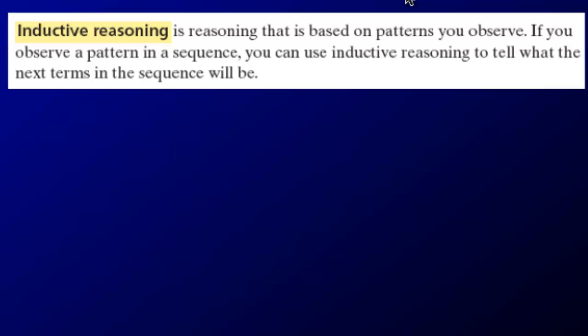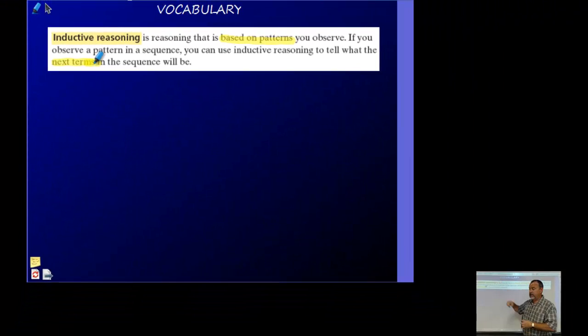Okay, so again, we want to read it and look at the key points. I'll highlight them on the board here, and then we're just going to write those in our notes because it'll be easier to memorize and you'll get just the main points. So as I read this, inductive reasoning is reasoning based upon patterns. The first thing I see is that it's based upon patterns. If you observe a sequence and pattern, you use inductive reasoning to tell what the next term in the sequence will be. So I look at the patterns to figure out what the next term will be. And really, that's all the information that I need.